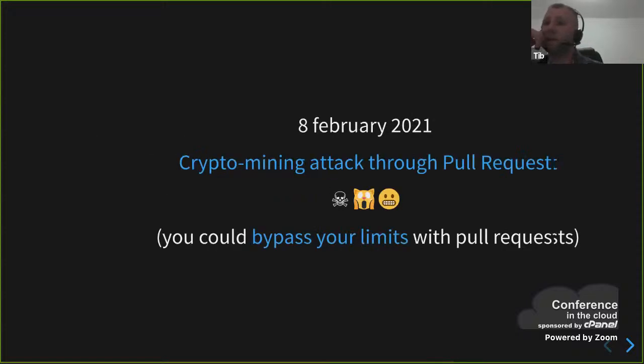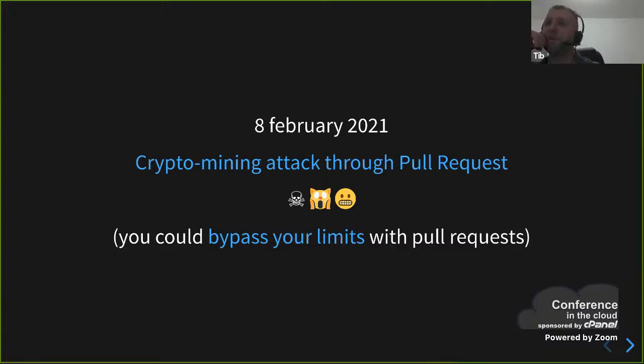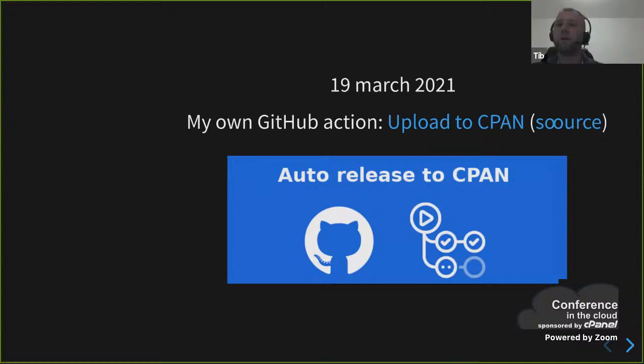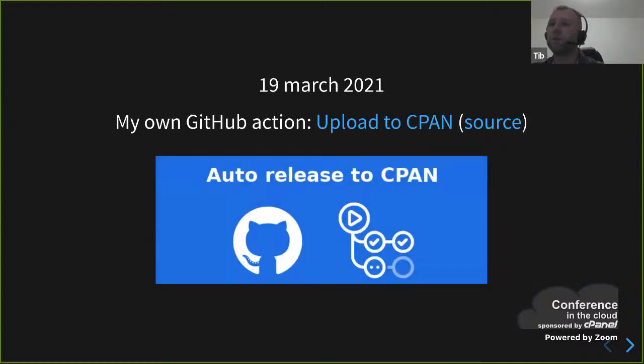In February, I was targeted by a nasty pull request from a guy who was trying to run crypto miners in my GitHub Actions. The idea is that you can bypass your limit by running pull requests toward other GitHub Actions. I wrote a big blog post about it. Check it out if you haven't already. In March, I wrote my own GitHub Action, upload to CPAN. It's very useful. You can use it. Please go ahead.